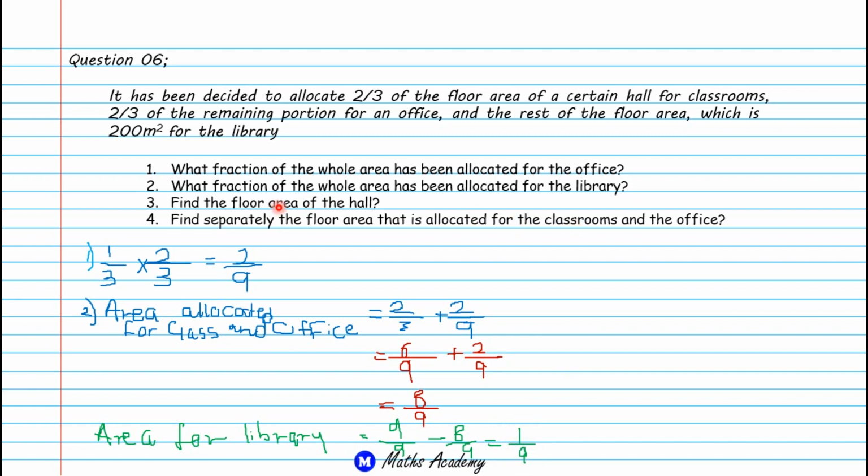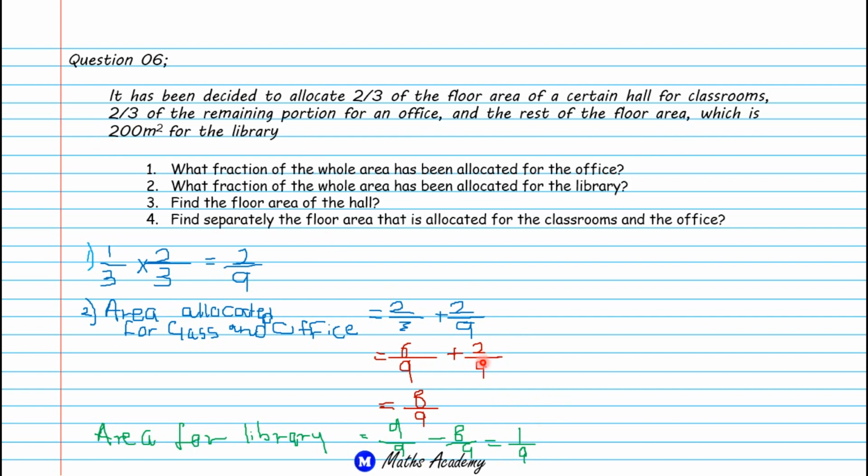Now the third question, find the floor area of the hall. So now they are asking us to find the area of the hall, which means it says to find the total area of the hall. So to do that, we should multiply 9 by 200, because 1/9 equals 200. If you can see here, the rest of the floor area, which is 200 meters squared for the library. And the fraction of the library is 1/9. So 1/9 equals 200 meters square, that is the area.